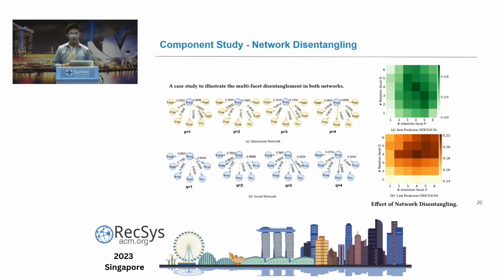And on the right, we also investigate the number of the intention facets or the relation facets. How does that affect the performance of our model? As we increase the facet number, initially the performance increases, and as we further increase it, the performance starts to drop.